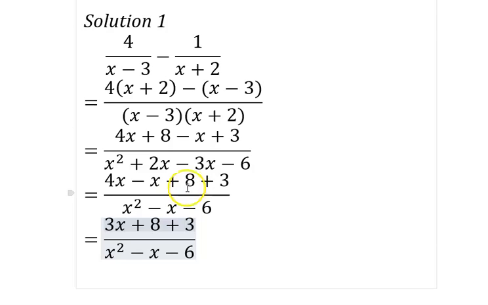Beautiful. Now say 8 plus 3. You have 11. We are through with the numerator. Then the denominator, let's go.